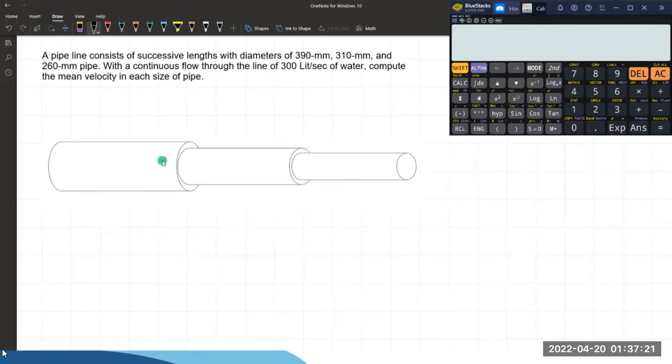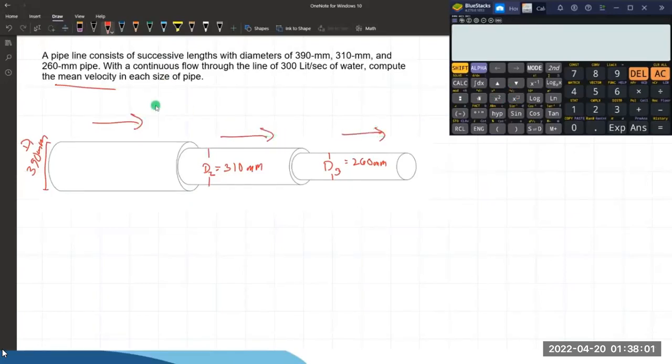So we have a pipeline here with different diameters. We have 390 mm for the largest pipe. This is 390, it's the diameter. And the diameter of this one is 310, and the smallest diameter is 260. Okay, diameter 1, diameter 2, diameter 3. Let's determine here the mean velocity on each pipe. So what will be the velocity here and the velocity at the smallest?